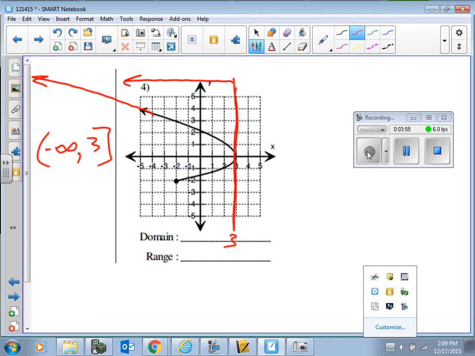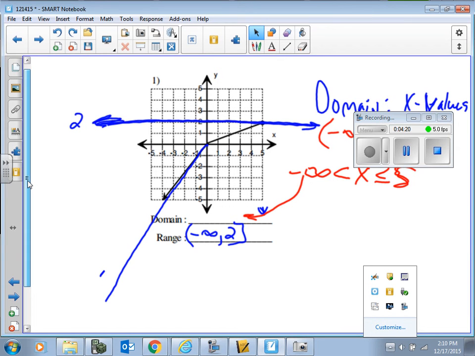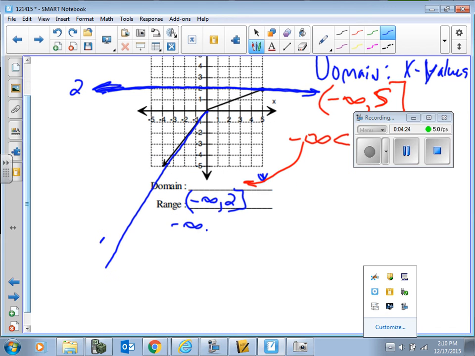negative infinity, x, 3. Hopefully I did y in the last question. I'm actually going to go back right now for range. Did I do that correctly? Yeah, I'm going back to number 1 just to say that this could be negative infinity. Let's do this again. Negative infinity, y, 2. That's another way to write it.